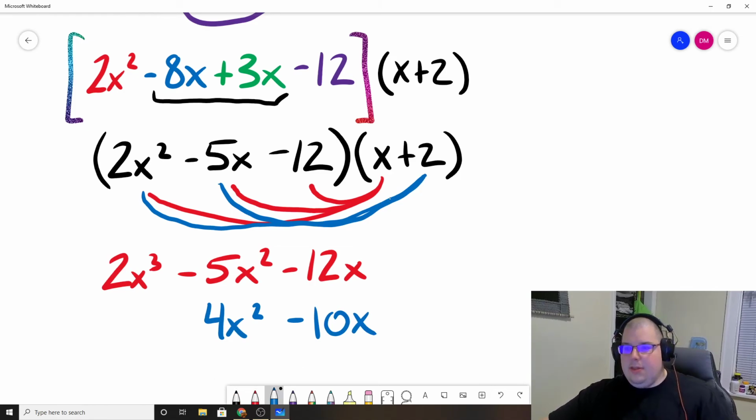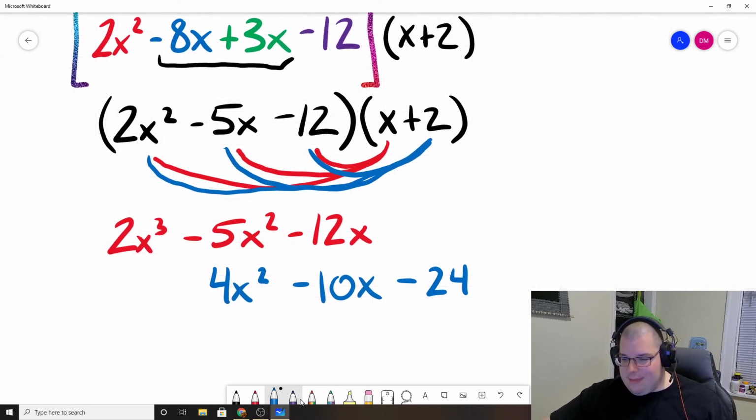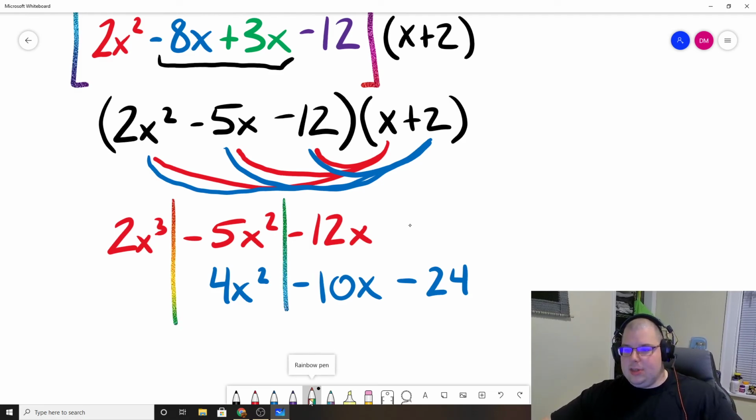And now the very last piece of multiplication that I got to do is the 2 with the negative 12, or the negative 12 with the 2. And that's going to be a constant term because both of those don't have a variable. So that's going to start me a new column off to the left. Negative 12 times 2 is a negative 24. I need a new column because that constant term doesn't match my degree 3 or my degree 2 or my degree 1 columns.